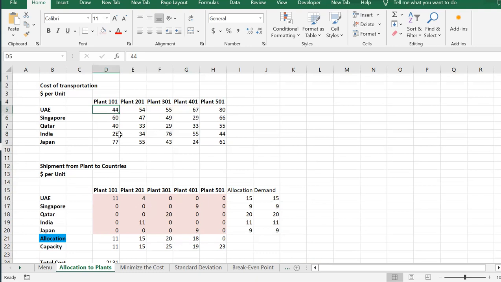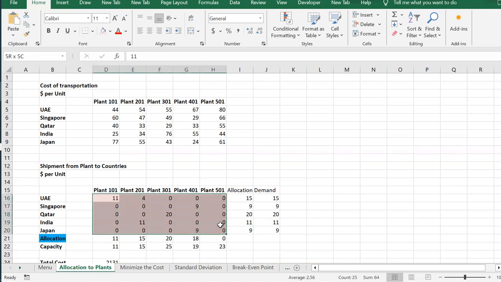Now you want to decide, keeping in view all these things, you want Excel to suggest to you. These are the demands, right? UAE customers need 15 laptops. Singapore has to get 9, Qatar 20, India 11, and Japan 9, for example. Now, to meet this demand, you have to allocate, right?